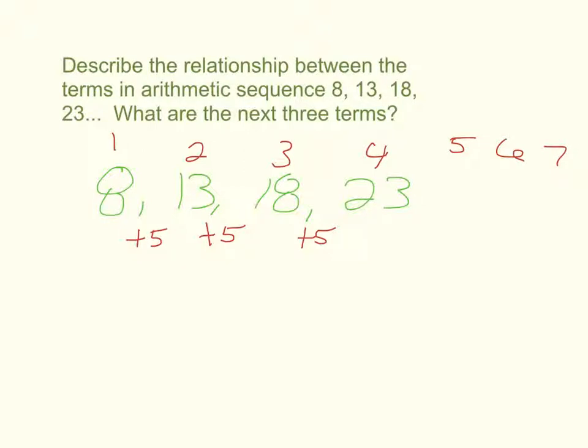Okay, the next values are going to be 23 plus 5 is going to be 28. Term number 6, you add 5 to 28, you're going to get 33. And if you add 5 to 33, you're going to get 38. Nice work.